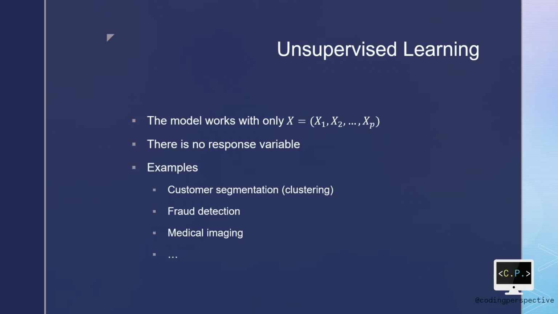Examples include customer segmentation, which is a clustering task. Suppose that you are a manager of a store and you want to know your customers better than ever. How could you do this? Of course, it is not possible to focus on each individual. What you can do is group individuals by looking at their similarities. This operation is called clustering. Fraud detection and some medical imaging can also be given as examples of this kind of learning task.